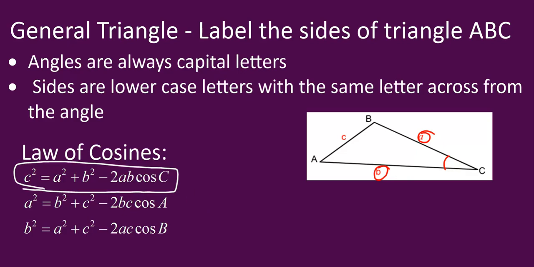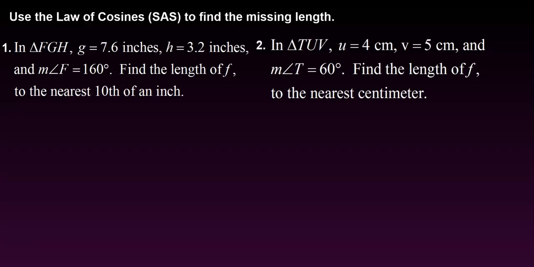All right, now let's look at our lesson. It says use the law of cosines, knowing that we have SAS, to find the missing length. In triangle FGH, G is 7.6 inches, H is 3.2 inches, and the measure of F is equal to 160. Find the length of F to the nearest tenth of an inch.